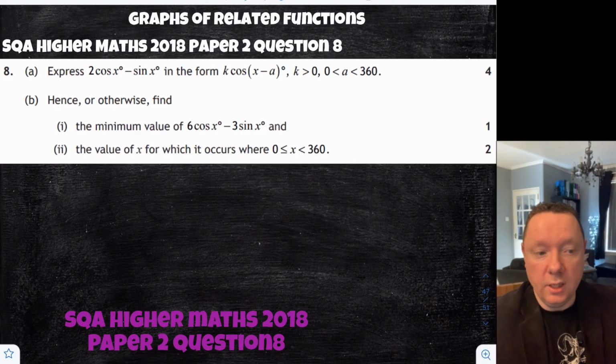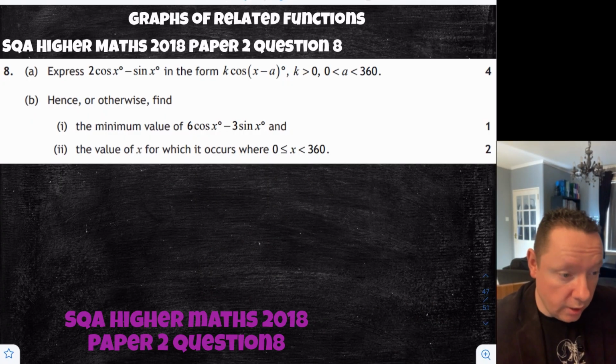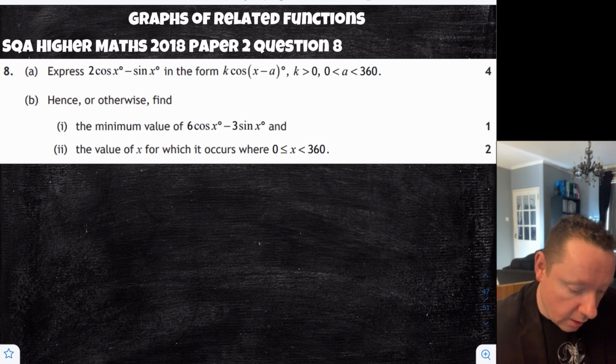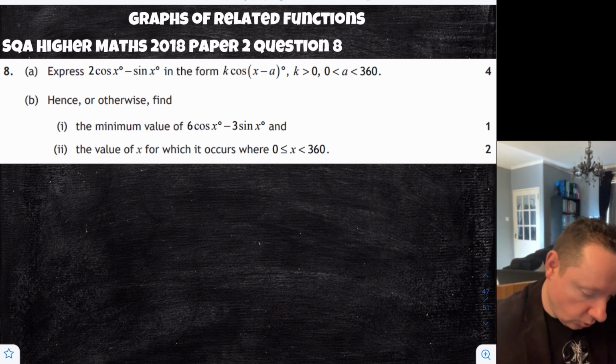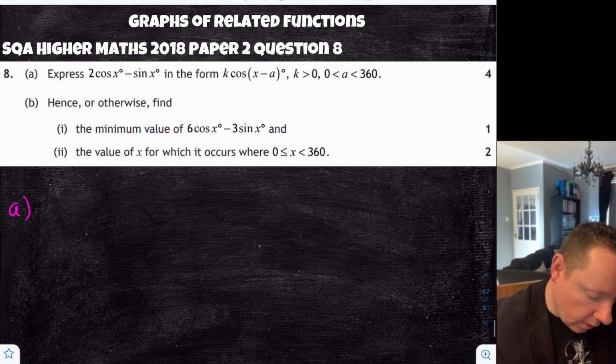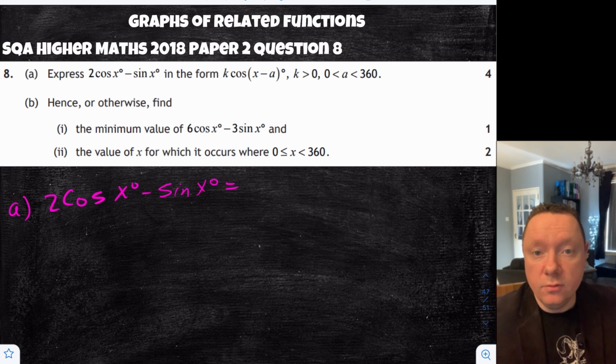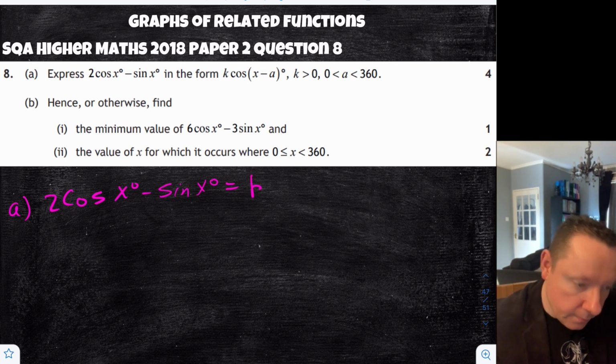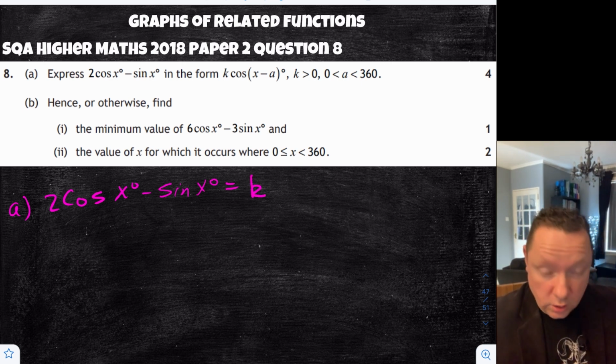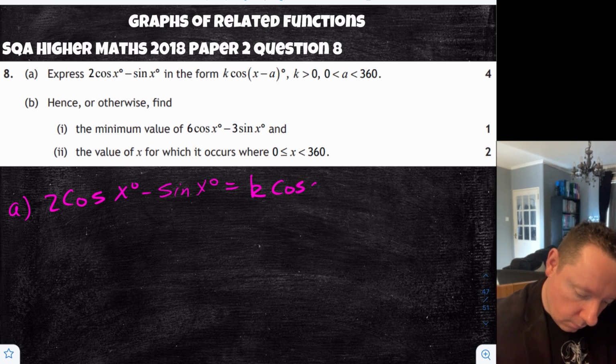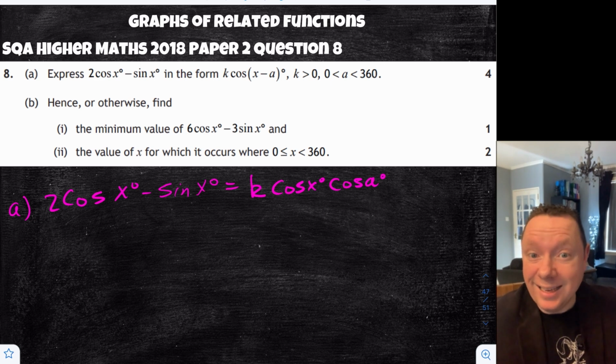So related functions, SQA Higher Maths 2018, paper 2, question 8. So we're starting off with trig and then drawing or stating some values. So for part A, express 2 cos x minus sin x in the form k cos of x minus a. We write 2 cos x minus sin x equals, expand the right-hand side using the formula sheet, k cos x cos A plus k sin x sin A.